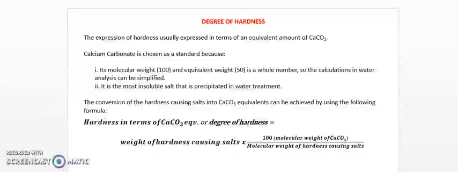Now the term degree of hardness. Hardness is usually expressed in terms of the equivalent amount of calcium carbonate. For this, calcium carbonate is chosen as a standard because the molecular weight of calcium carbonate is exactly 100, so the calculation in water analysis can be simplified, and it forms an insoluble salt.